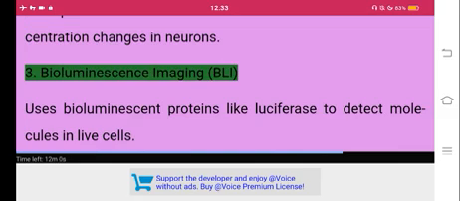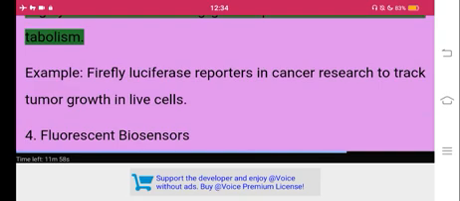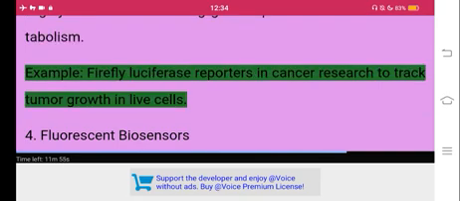3. Bioluminescence imaging (BLI). Uses bioluminescent proteins like luciferase to detect molecules in live cells. Highly sensitive for tracking gene expression and cellular metabolism. Example: firefly luciferase reporters in cancer research to track tumor growth in live cells.